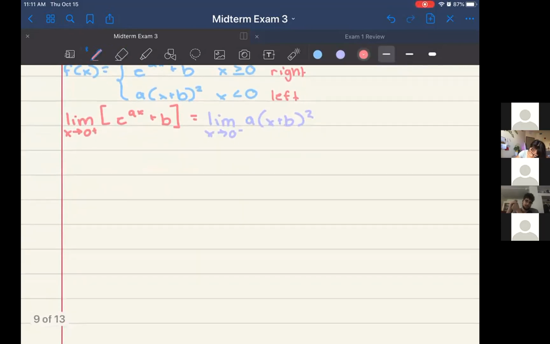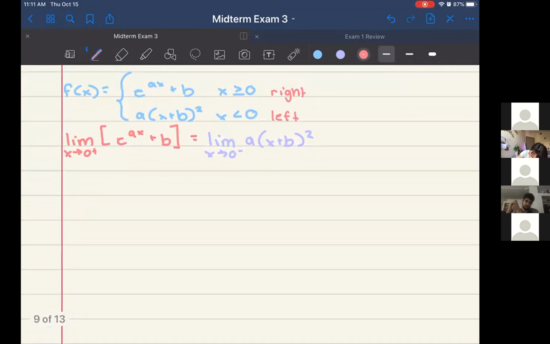All right, so we plug in 0. This is equal to e to the a times 0 plus b. That's going to equal a times 0 plus b squared. And then we just simplify. So we know that e to the 0 is 1 plus b. That equals a times 0 plus b squared is just going to be ab squared.